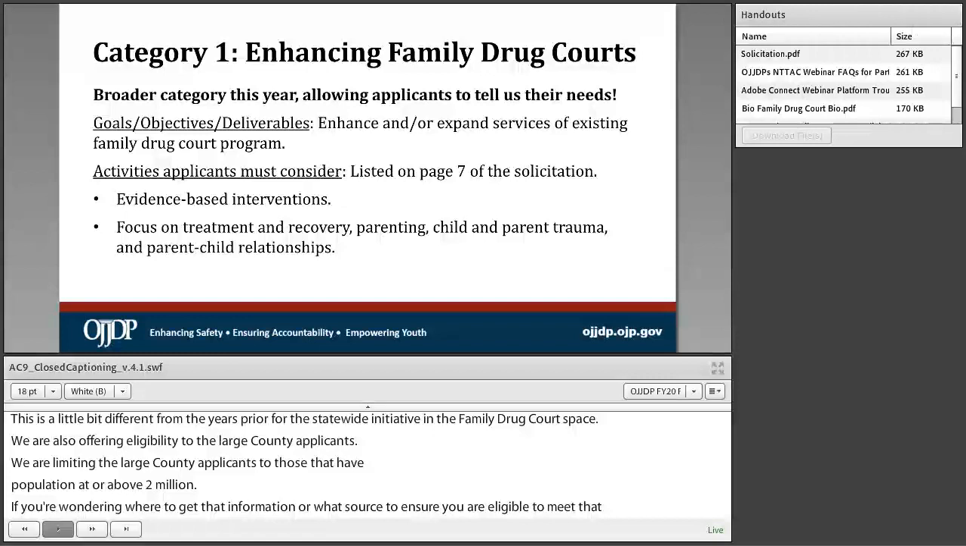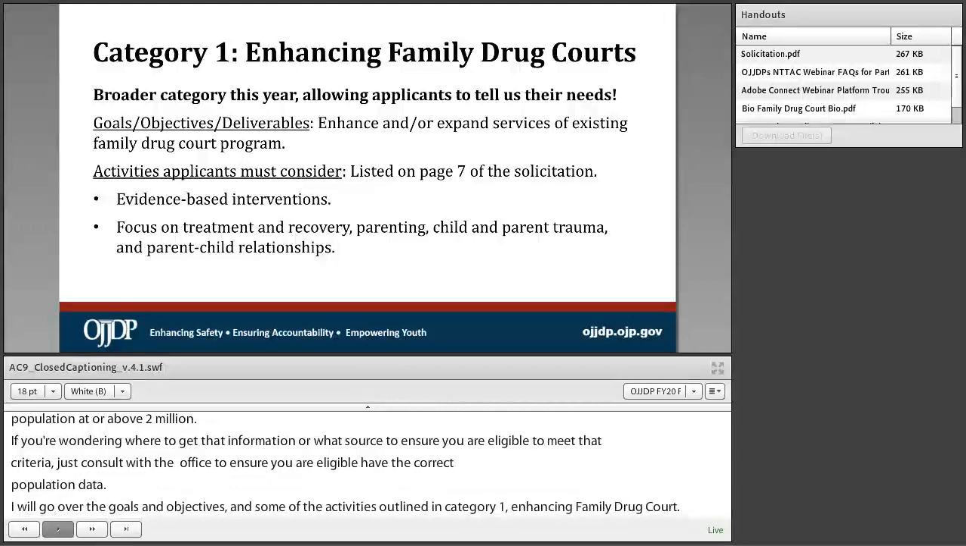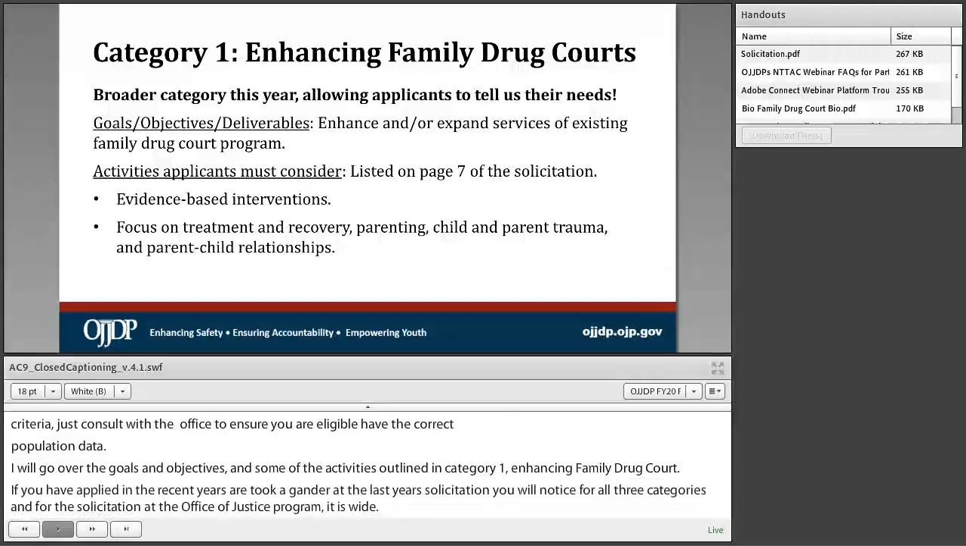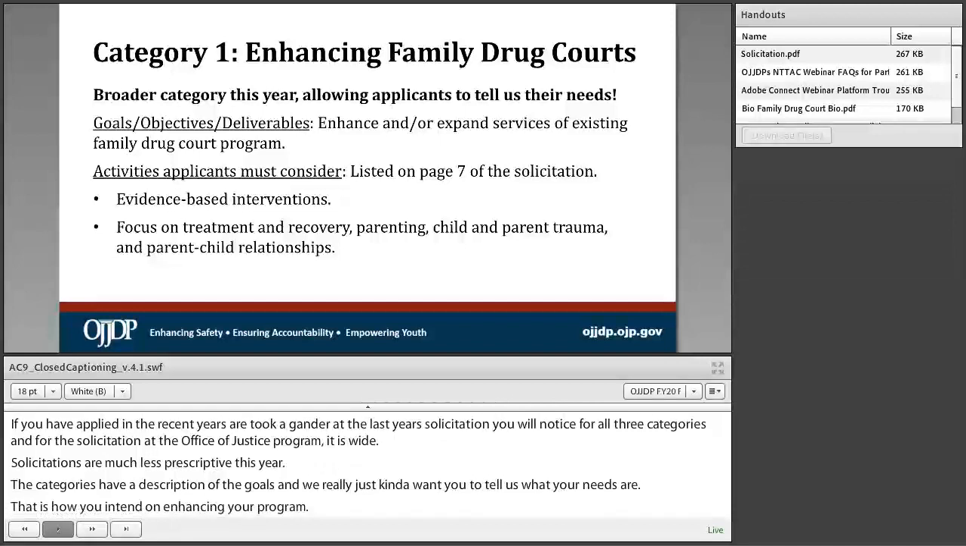So I'm going to go over the goals and objectives and some of the activities outlined in Category 1, Enhancing Family Drug Courts. If you have applied in recent years or you took a gander at last year's solicitation, you'll notice for all three categories and for the solicitations Office of Justice Programs-wide, solicitations are a lot less prescriptive this year. The categories have a description of the goals, and then we really just want you to tell us what your needs are, how you intend to enhance your program, rather than us providing you with a ton of guidance on what we think your needs should be or what we think your program should be thinking about when proposing an application to us.